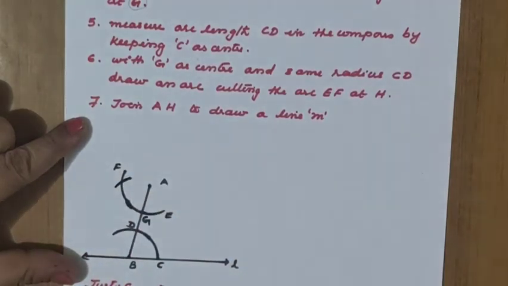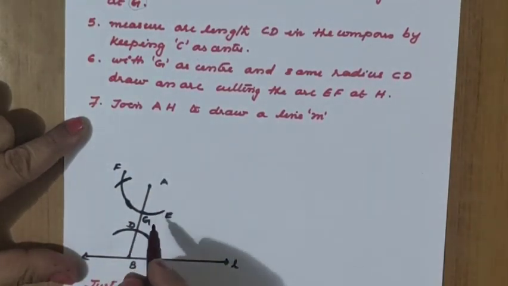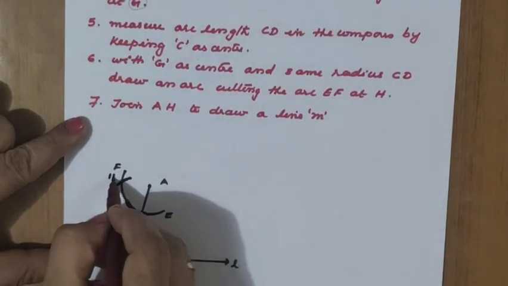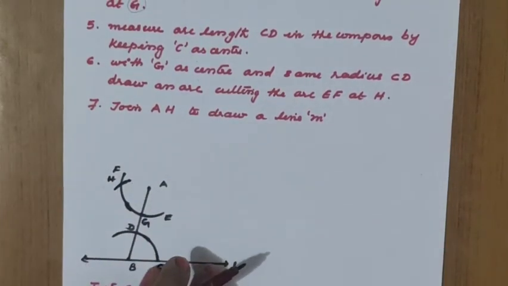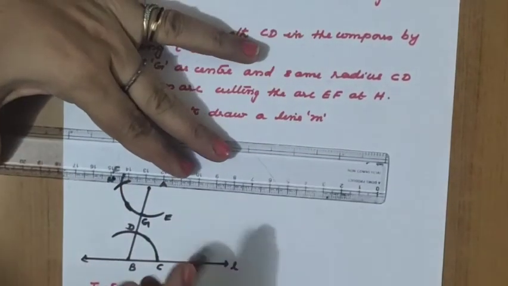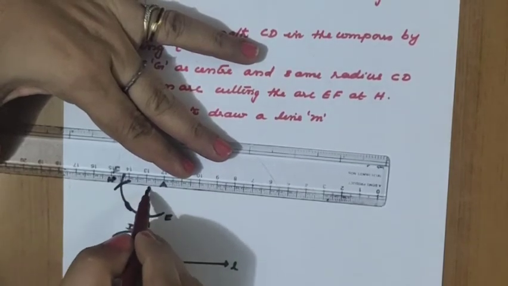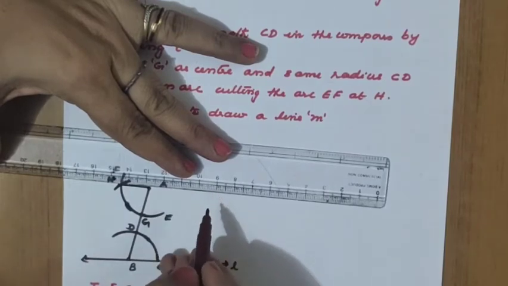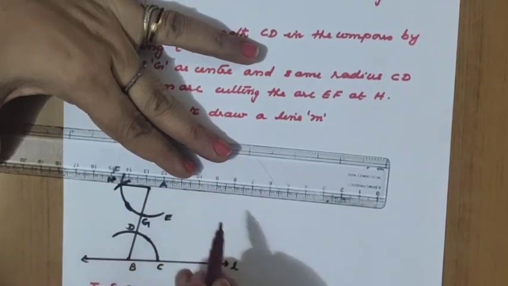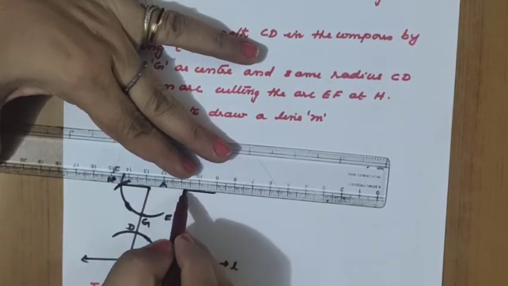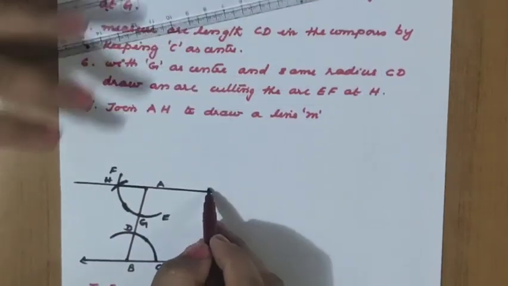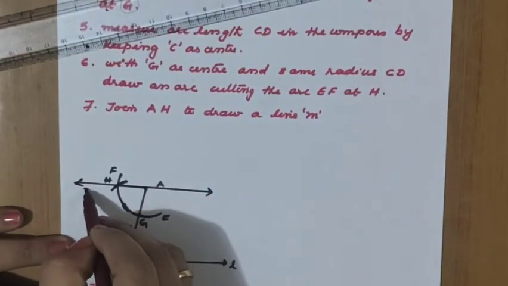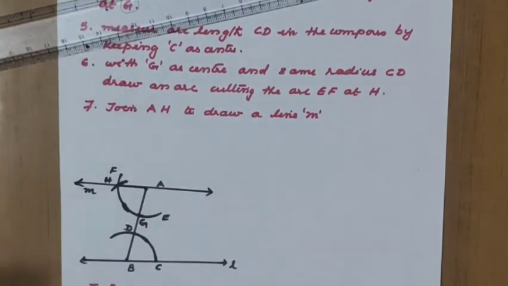Okay. This point is H only. E, F, G, H. Okay. Now AH to be joined. First you have to join AH only. Okay. Now extend that one through A. So that is our M. So L is parallel to M.